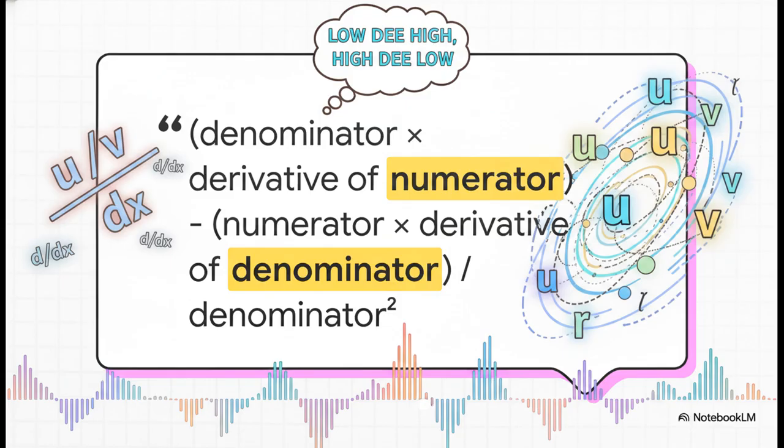Instead, I want you to read this catchy word-based mnemonic straight from the source text. Denominator times derivative of numerator minus numerator times derivative of denominator, all divided by the denominator squared. See? It kind of has a rhythm to it. If you just memorize this little word pattern, applying the quotient rule goes from a test of complex memorization to a really simple fill-in-the-blank exercise.